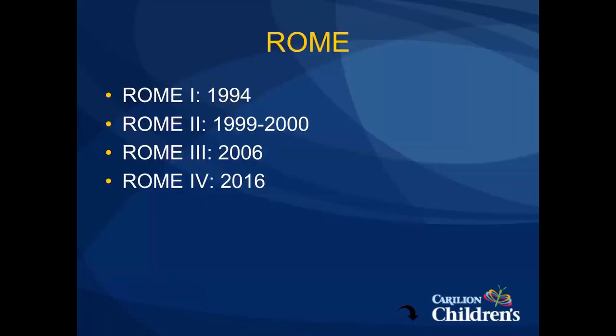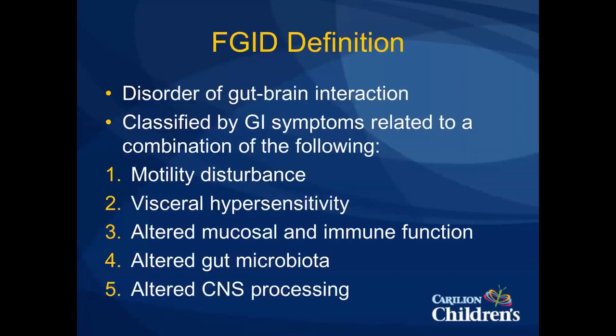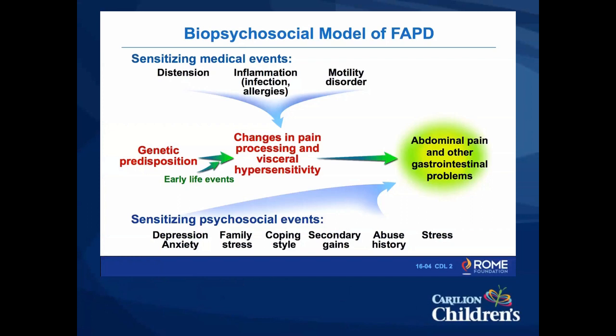So back to Rome, the first criteria was established in 1994. Our pediatric criteria was developed with Rome II in 1999-2000. And the last Rome criteria for pediatrics and adults was developed in 2016. Functional GI disorders are defined mostly as disorders of the gut-brain interaction, classified by GI symptoms related to motility problems, visceral hypersensitivity, altered mucosa and immune function, altered gut microbiota, our own bacteria, and central nervous system processing.